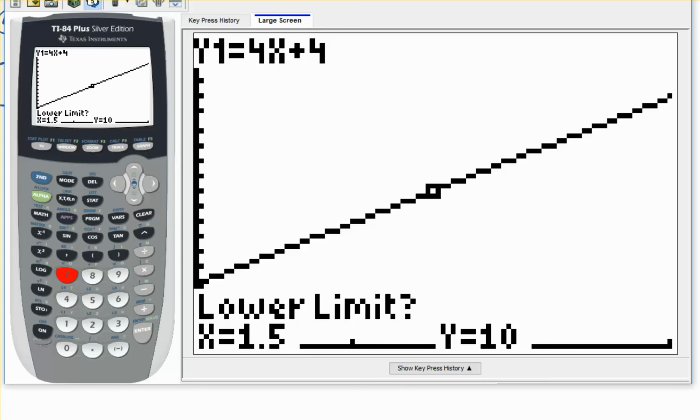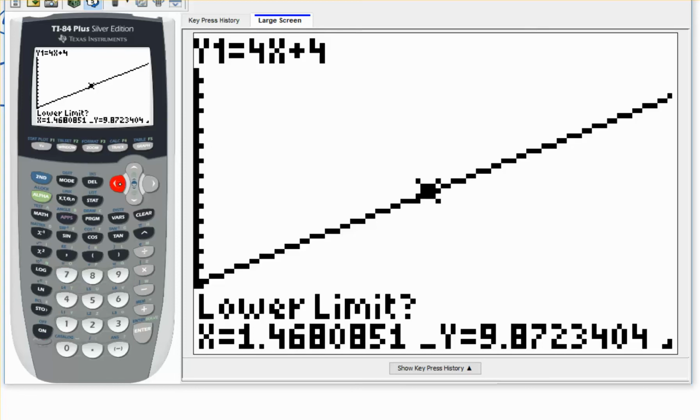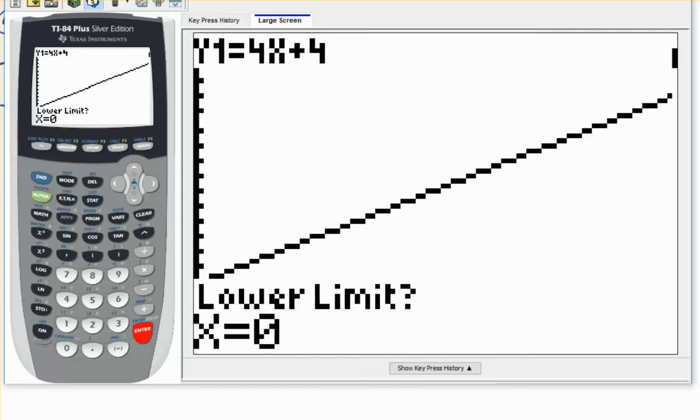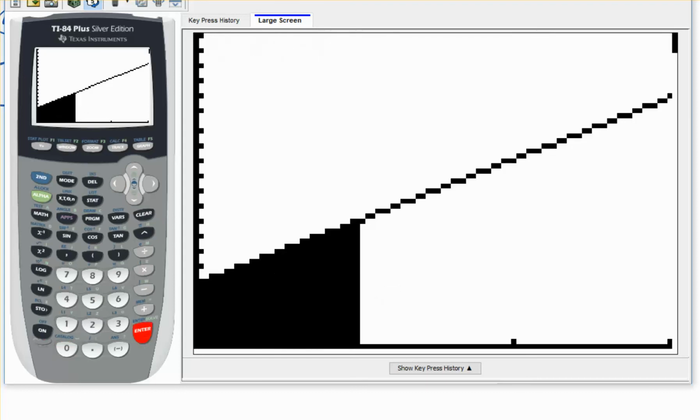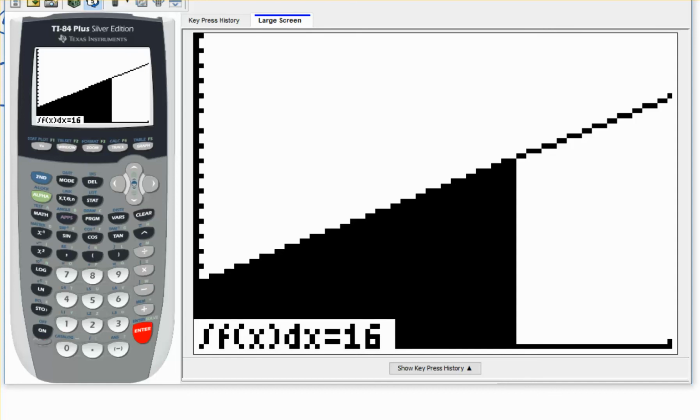What it'll do is ask you for a lower limit. What do we want the lower limit of integration to be? You can either move the cursor around or you can just type the number. So we want to go from 0. I hit 0 and hit enter. What do I want the upper limit to be? 2. Enter. And look what it does. It fills it in and then it tells you it's 16. That's pretty cool. So it shows you what it looks like filled in. It's not 100% necessary, but I like it.